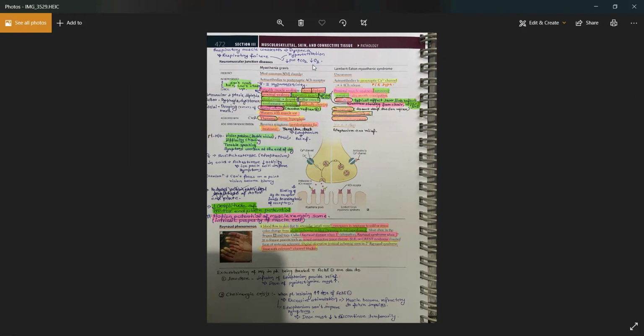So we will take a short break here, and after the break, we will discuss Lambert-Eaton syndrome. Is that okay?